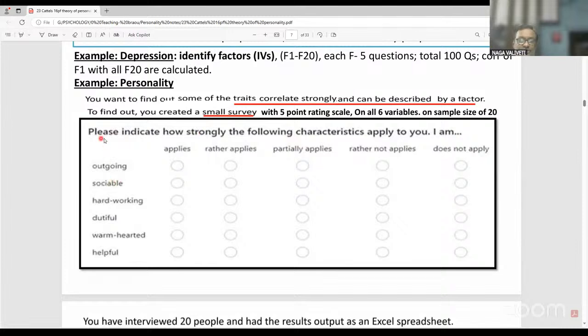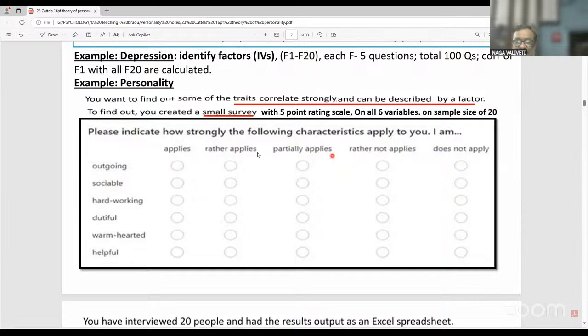We'll see. Now you see, Big 5 is there. For example, outgoing, social, hardworking, beautiful, warm-hearted, and helpful. If you take 6 observable variables, these are observable or source traits. What is there inside? In order to know it, we will frame a questionnaire. How frequently you like to move with others, meet with others. Then the options: applies, rather applies, partially applies, rather not applies, does not apply.